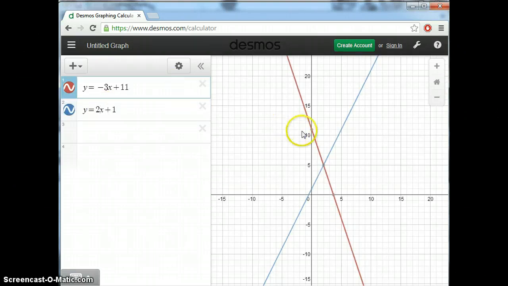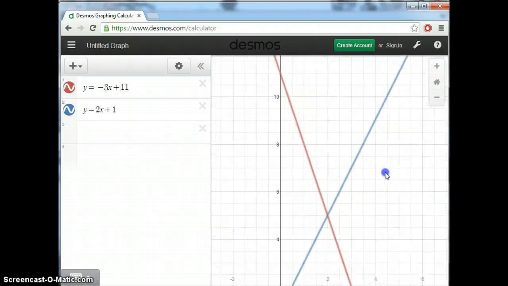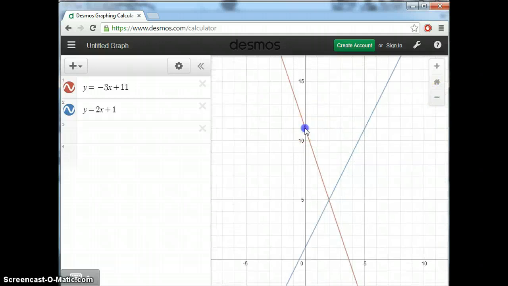Okay, so remember y equals mx plus b. We have intercepts right here, 11. See right there, 11, and then the slope, and let me zoom in so you guys can see. The slope here is from 11, over 1, down 3. Okay, this one the intercept's 1, over 1, up 2, over 1, up 2.